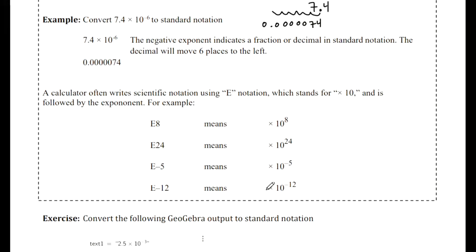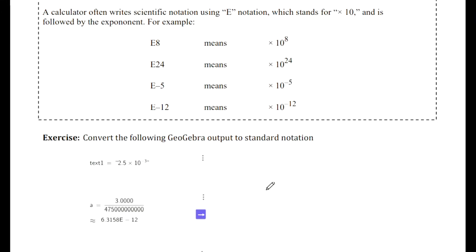When you're using your calculator or GeoGebra, they'll often use a capital E to stand for scientific notation. That'll stand for the times 10 part. So for example, if you see E8 on a calculator, then that often is standing in for times 10 to the 8. E negative 12, that's probably telling you it's scientific notation and it's 10 to the negative 12.